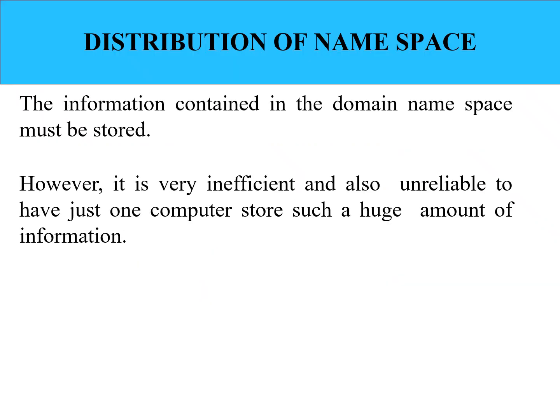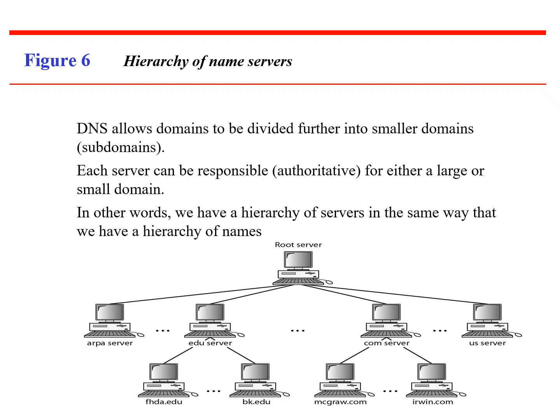The distribution of namespace. The information contained in the domain namespace must be stored. However, it is very inefficient and also unreliable to have just one computer store such a huge amount of information. If you go for centralized storage, it is inefficient. That is what they are trying to say here. DNS allows domains to be divided into smaller domains, which are called subdomains. Each server can be authoritative for either a large or a small domain. In other words, we have a hierarchy of servers in the same way that we have a hierarchy of names.